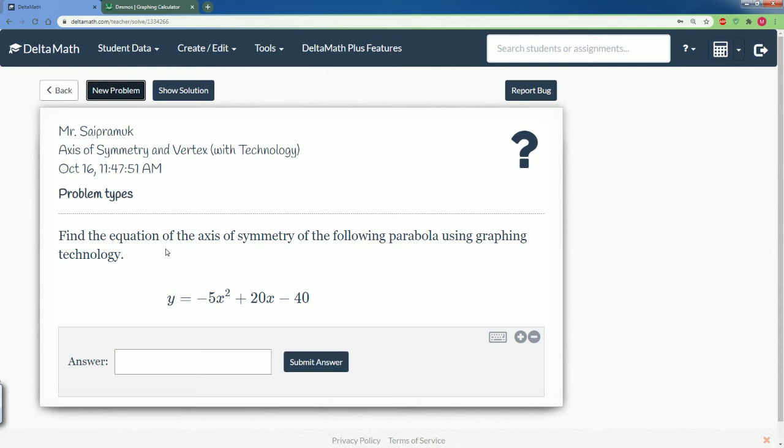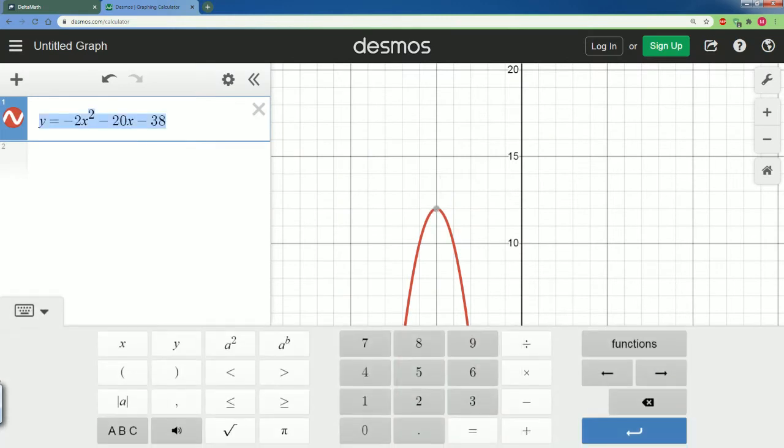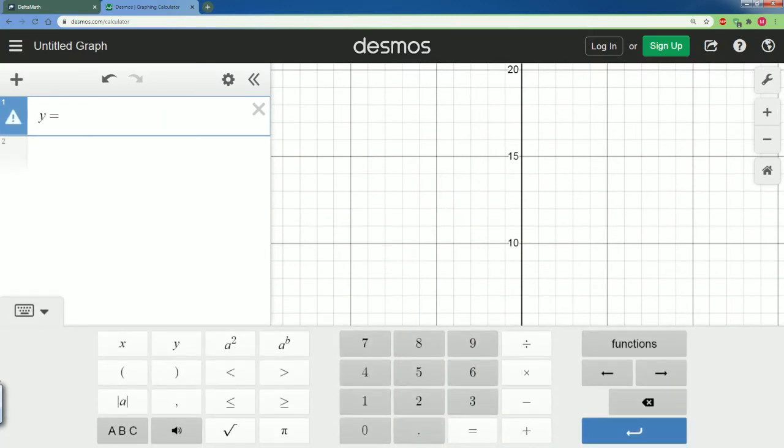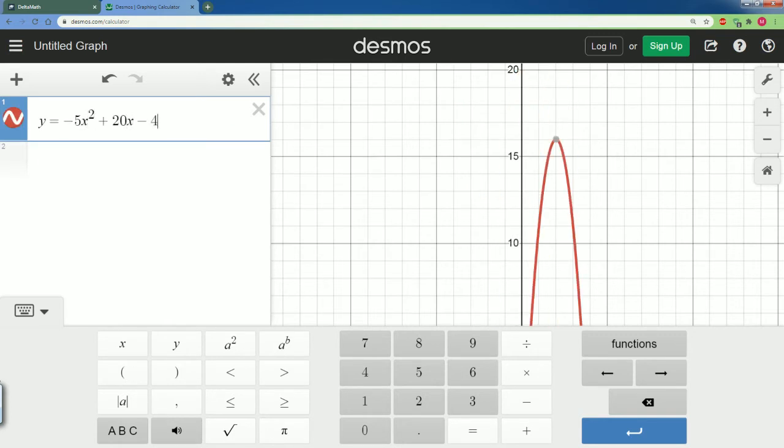Here it asks us to find the equation of symmetry for this one. All right, same process as before, but now we want to find the equation for it. We just want to write this down: y equals negative 5x squared plus 20x minus 40. So we can write y equals negative 5x squared plus 20x minus 40.